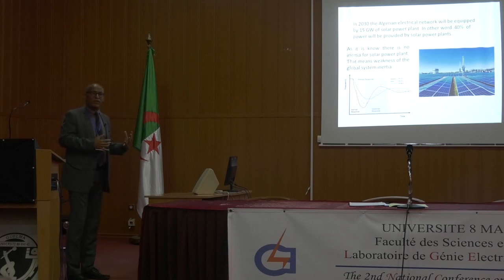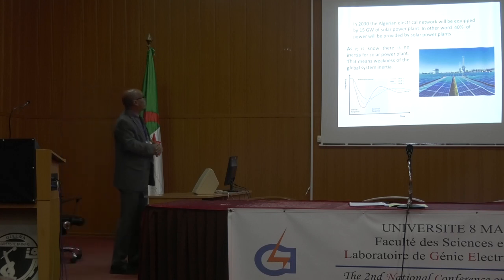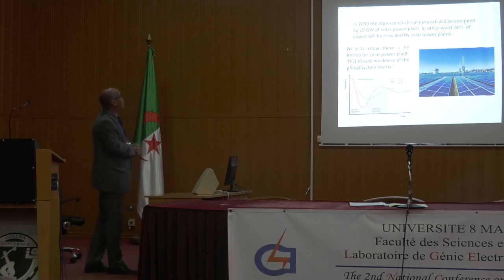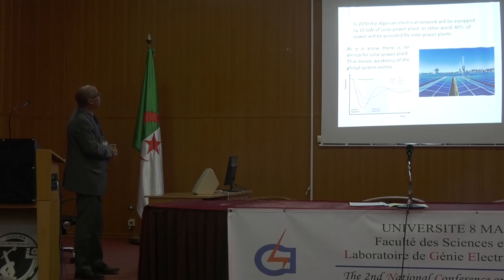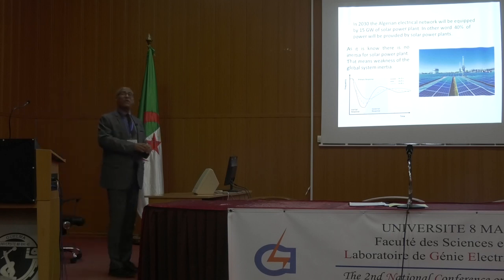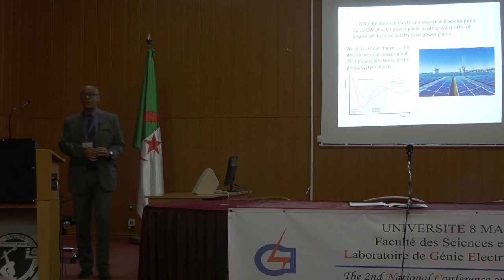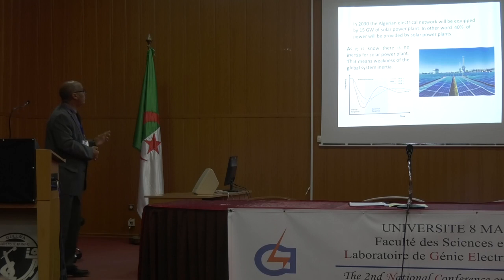What about renewable energy? In 2030, the Algerian electrical network will be equipped with 15 gigawatts of solar power plants. This is the Algerian government sector. In other words, 40% of power will be provided by solar power plants. What does it mean?